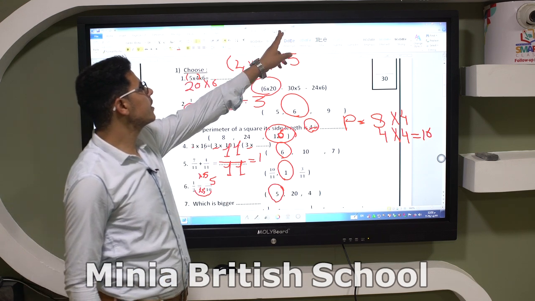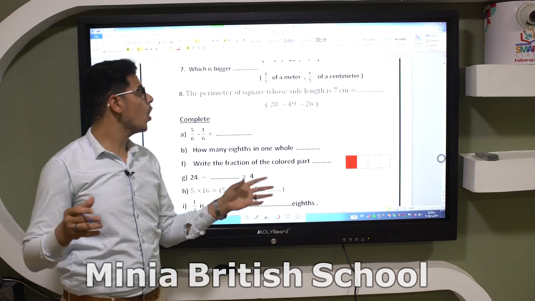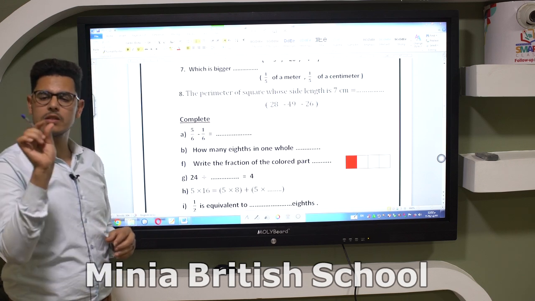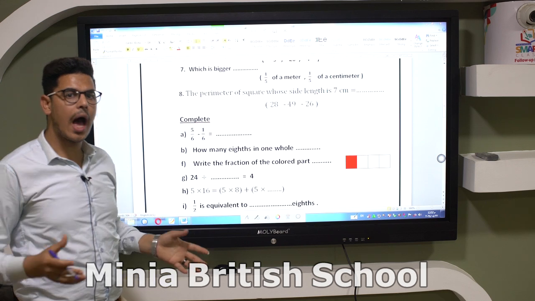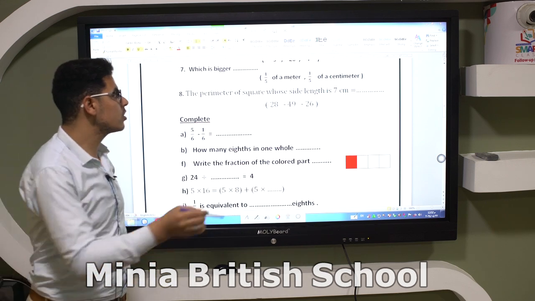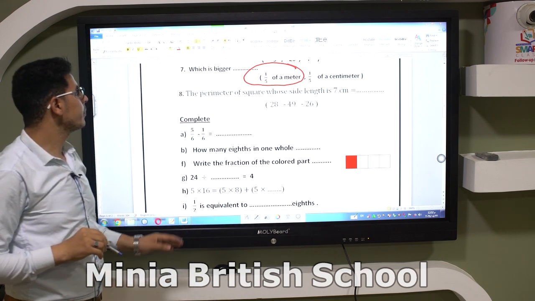Let's see the next example. Now, which is bigger, 1/5 of a meter or 1/5 of a centimeter? He said which is bigger. We know that a meter is greater than a centimeter, so it will be 1/5 of a meter.